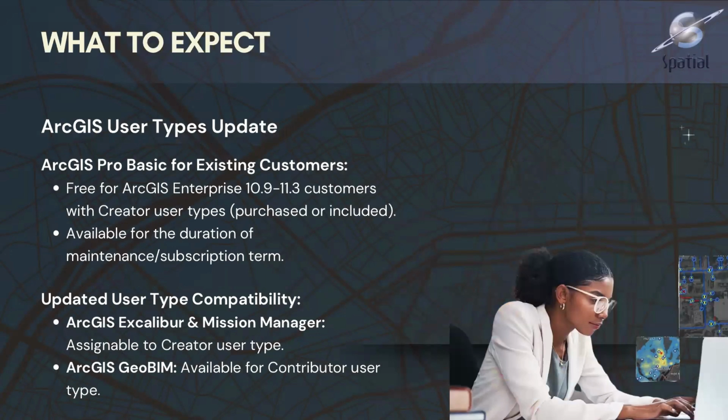So, what can you expect? The new user types are available for purchase for ArcGIS Online from June 2024 and will be available for ArcGIS Enterprise version 11.4 from November of 2024.